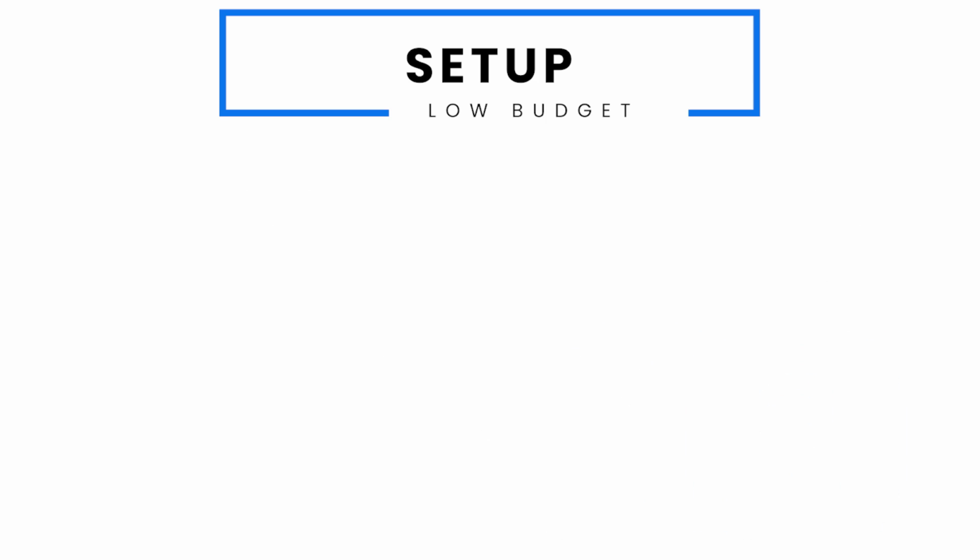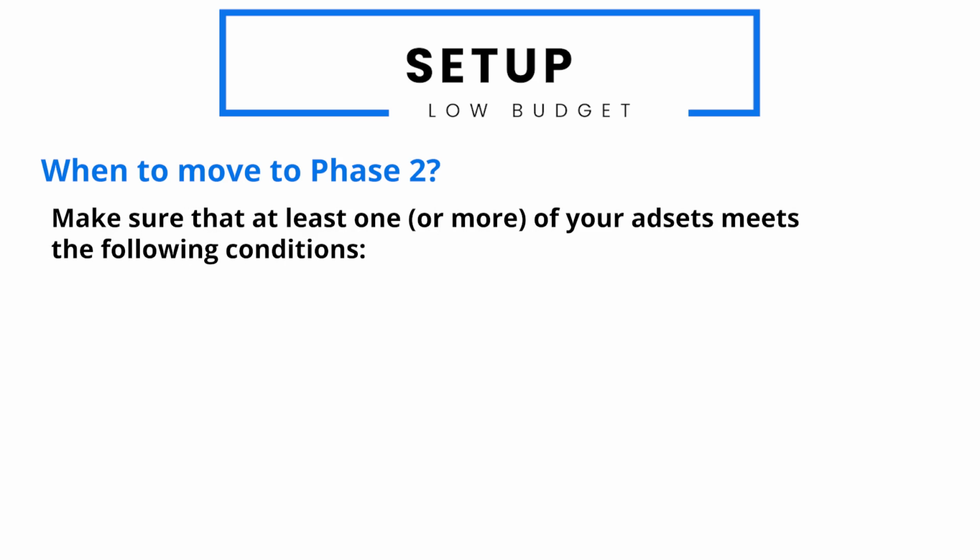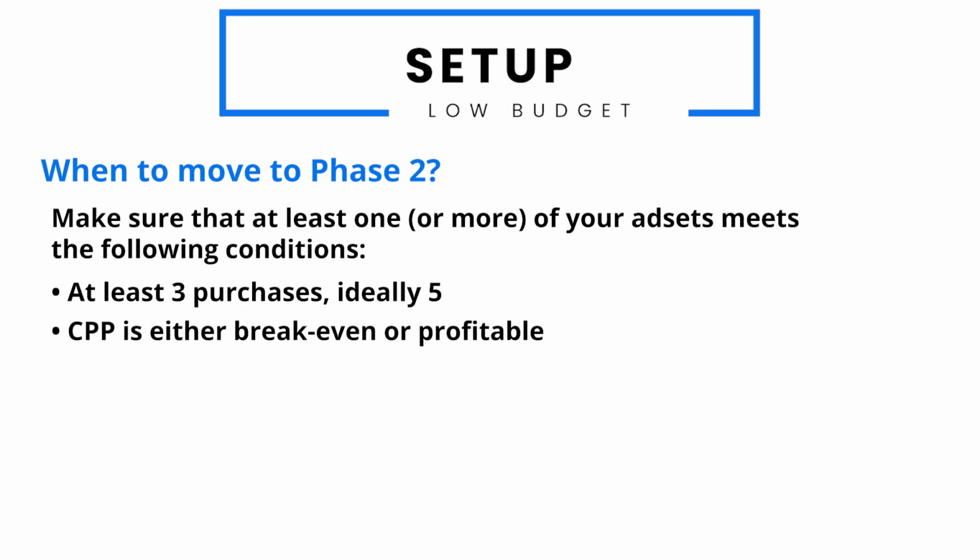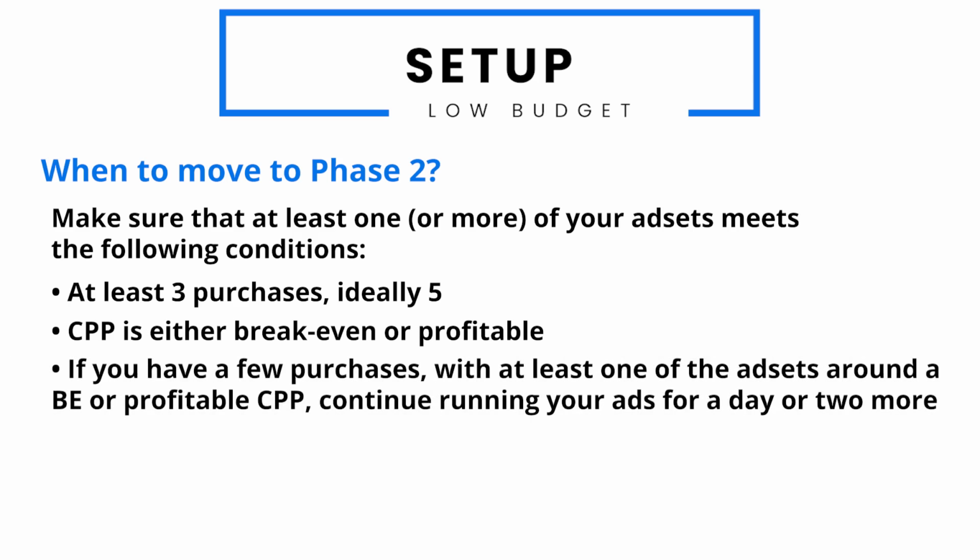Alright, so you're probably wondering at this point, when should I move to phase 2? If you've got all your ads set up, let's go over the requirements needed to move on to the next phase. Make sure that at least one or more of your ad sets meets the following conditions: at least 3 purchases, ideally 5, and the cost per purchase is either break even or profitable. Now if you're not seeing these results just yet, that's okay. So long as you have at least a few purchases with at least one of the ad sets at a break even or profitable CPP, you can continue running your ads for a day or 2 longer.